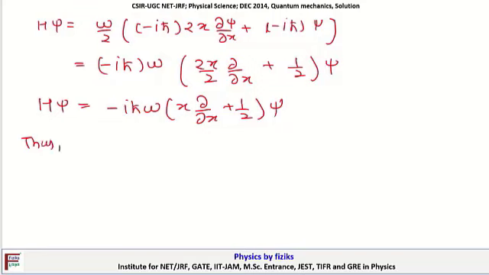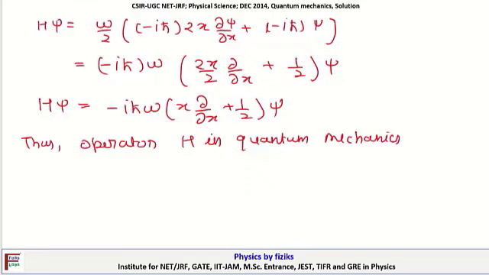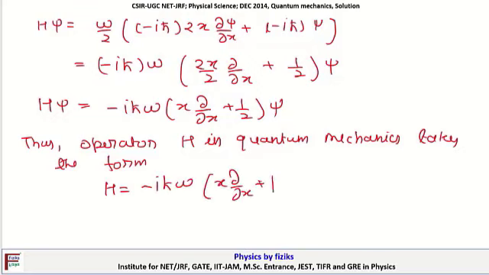Thus, the operator H in quantum mechanics takes the form H equals minus i h cross omega (x del by del x plus half).